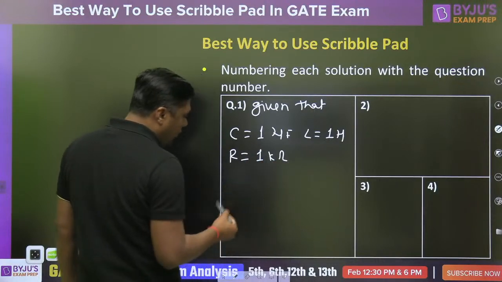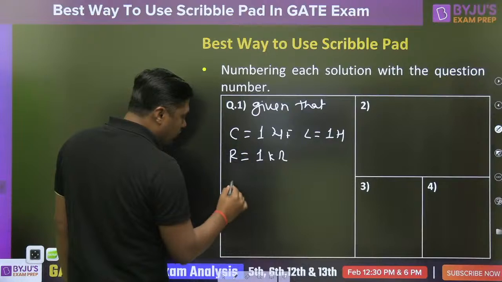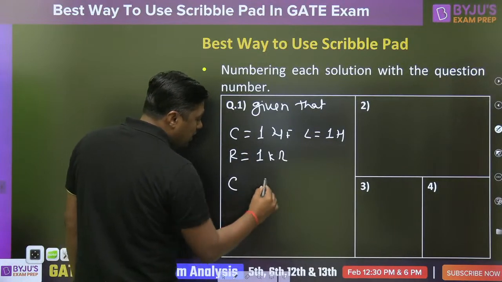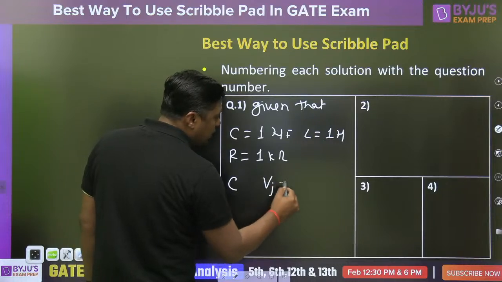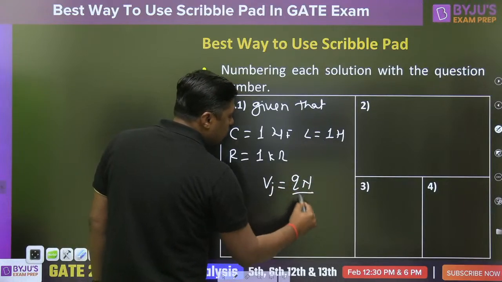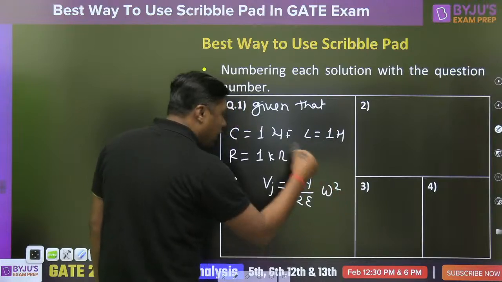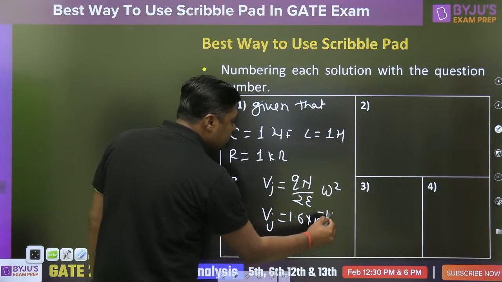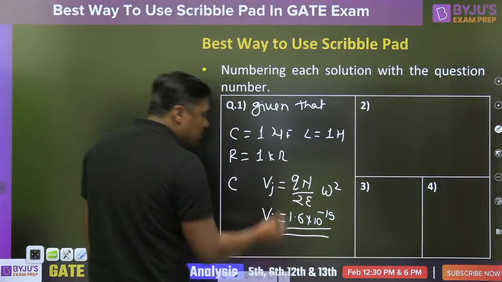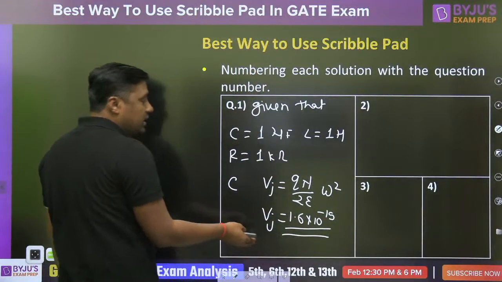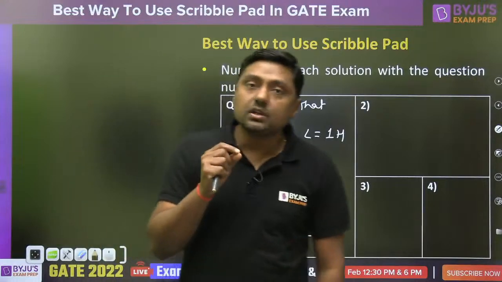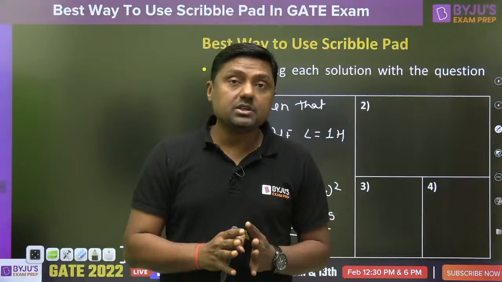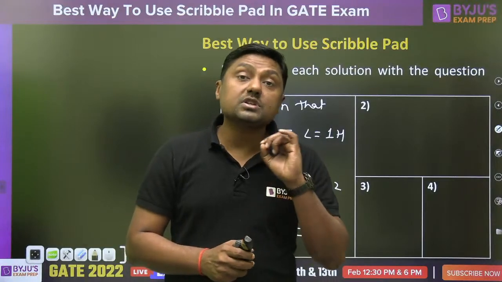Now you will write the formula. I am giving you the formula, that is, capacitance C is equal to something, or we are writing Vj is equal to Qn by 2 epsilon W square, and then we are putting the values for that, 1.6 into 10 raised to power minus 19 and so on. So my dear students, if we are writing each and everything, we are simply wasting the page, scribble pad, because we have limited pages. Second thing, we are wasting our time.